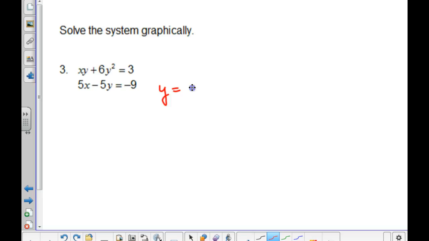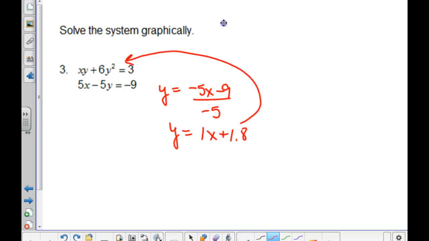Y equals x plus 9 over 5. Oh, I'm so sorry. No, you're right. I just went the other direction. It will simplify down to 1x plus 1.8. Okay? If I put this into this equation, it will now say x times (x plus 1.8), I'm just using a decimal because it's easier, plus 6 times (x plus 1.8) squared equals 3.